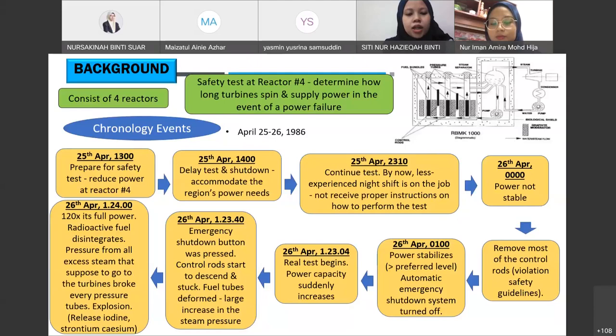They pressed the emergency shutdown button and the control rods started to descend, and the fuel tubes deformed due to the large increase in steam pressure. The nuclear reactor at reactor number 4 reached 120 times its full power. The radioactive fuel disintegrated, and pressure from all the excess steam that was supposed to go to the turbines broke every pressure tube, and the explosion occurred.